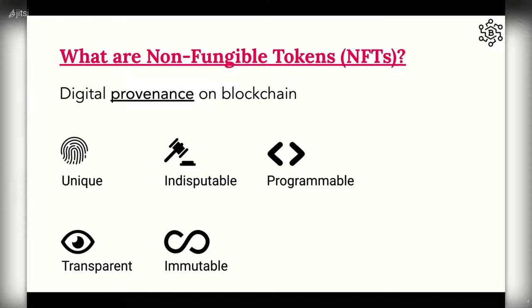Programmable. This is one of the major fundamentals of Ethereum versus Bitcoin. Ethereum as a blockchain is programmable. Bitcoin, not so much. It is partially, but not as much. For programmability, I'll have to explain a little bit about smart contracts here, so that you can understand it.